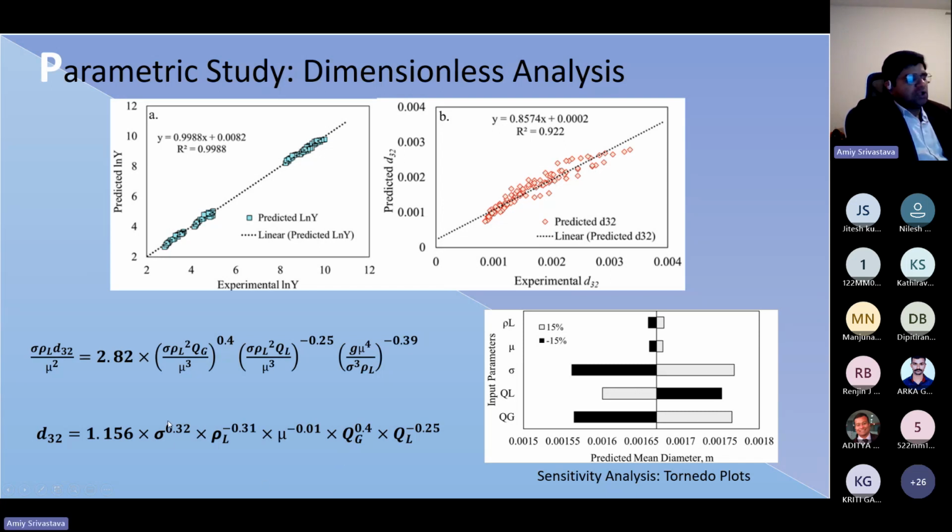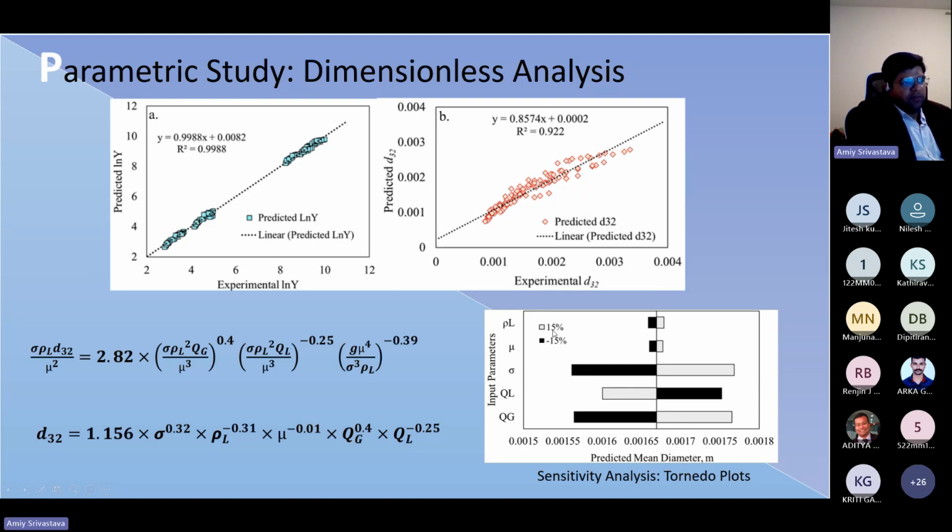But this equation is not able to tell us how these input parameters are contributing to increasing or decreasing D32. That is another thing. So I thought I would perform a sensitivity analysis, and I developed some tornado plots. Here you can see a tornado plot. On the x-axis we have the predicted mean bubble diameter, and on the y-axis we have all these input parameters: Qg, QL, surface tension, viscosity, and density. You can see here when the gas flow rate is increased by 15%.